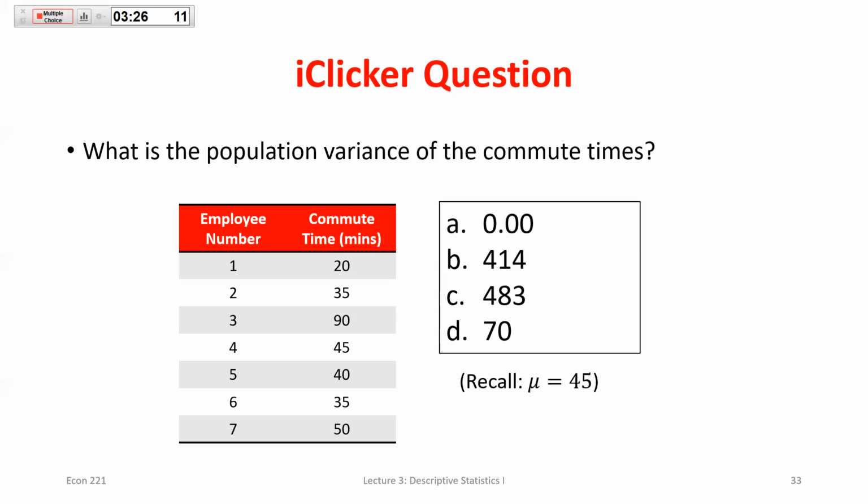So I'll give you guys about another minute or so to work on this, and then we'll go through it together. So find the difference of the observation and the mean. Square that value. Add them all up, and then divide by n, which here is 7.